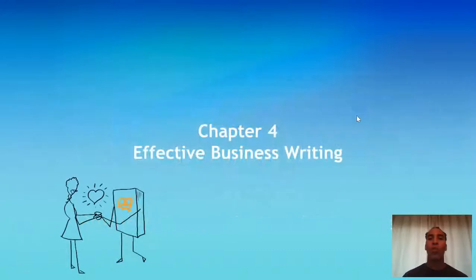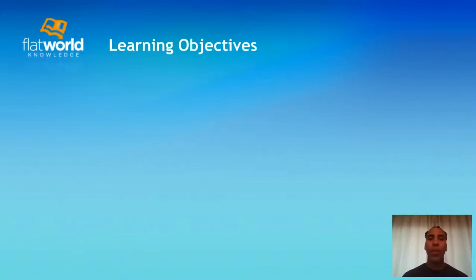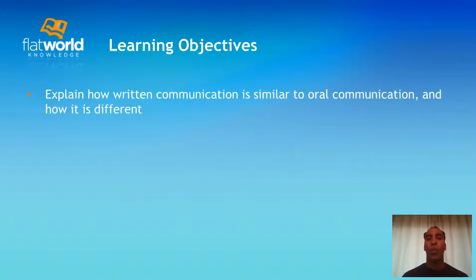We're now on to chapter 4, effective business writing, something that is very, very important in the workplace. You want to make sure that what you're attempting to communicate in your writing, whether it be a memo that was sent out, an email, or any type of written distribution, is effectively communicating what you would like it to.